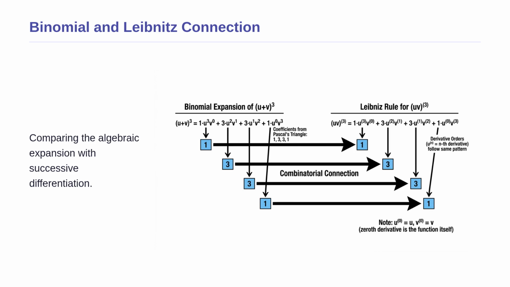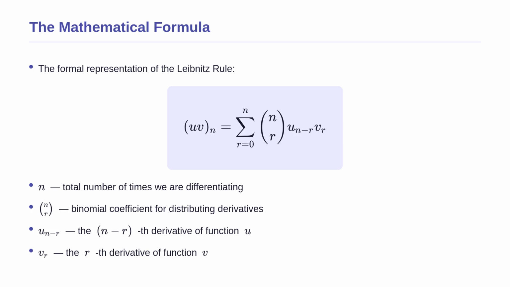Now that we understand the concept, let us look at this connection visually. On the left side of the diagram, you see the familiar binomial expansion for a quantity cubed, giving us the coefficients 1, 3, 3, 1 from Pascal's triangle. On the right side, we have the third derivative of a product using the Leibniz rule. Notice how the coefficients are exactly the same? The number of ways to choose which function gets differentiated at each step perfectly mirrors how we choose items from a set in algebra. This visual connection leads us directly to the mathematical formula.